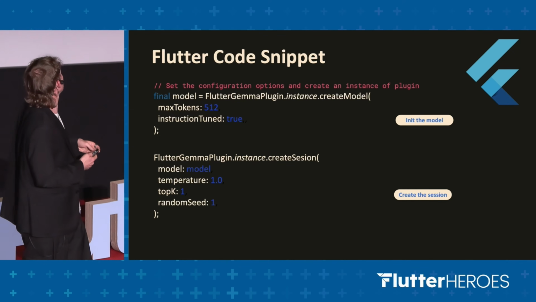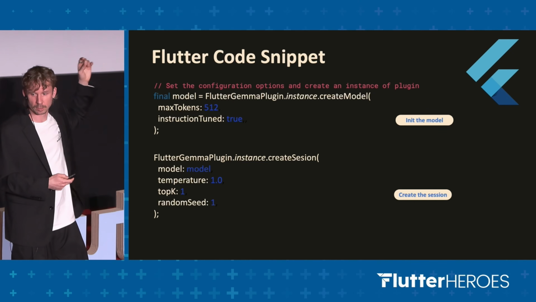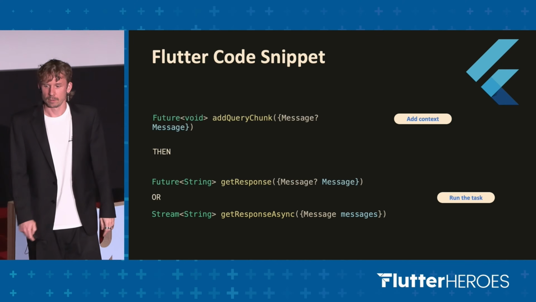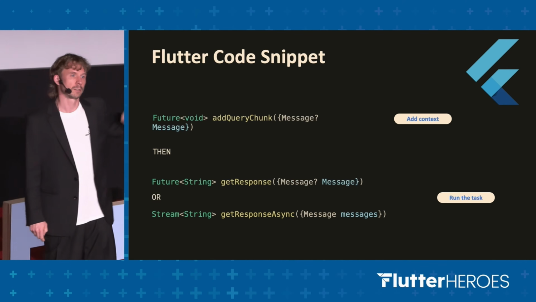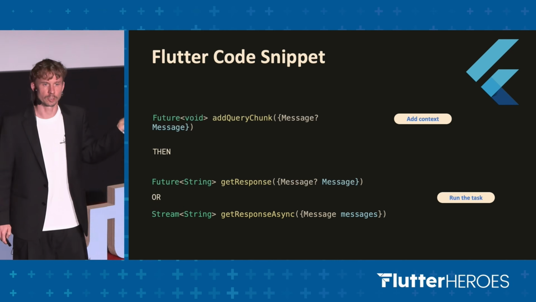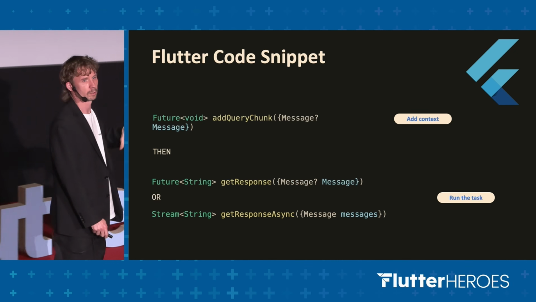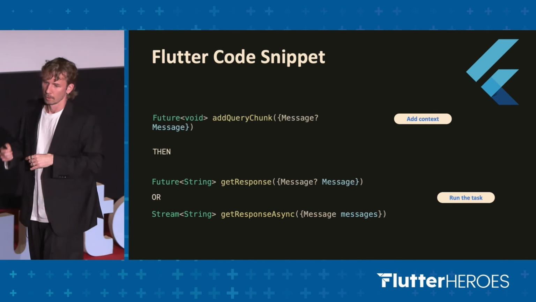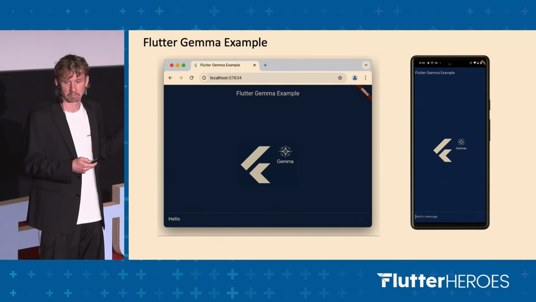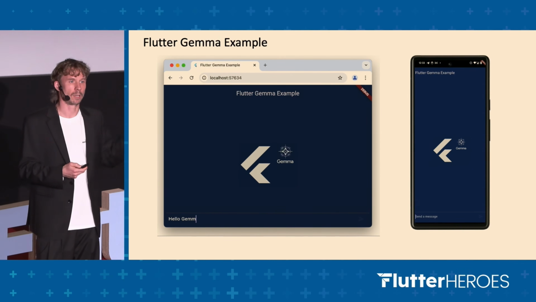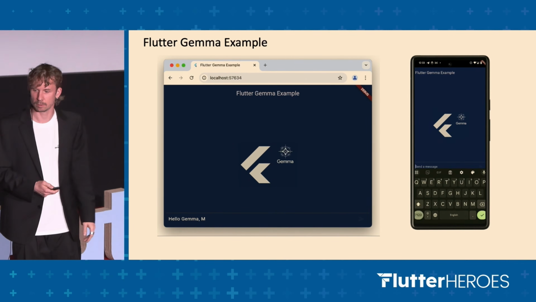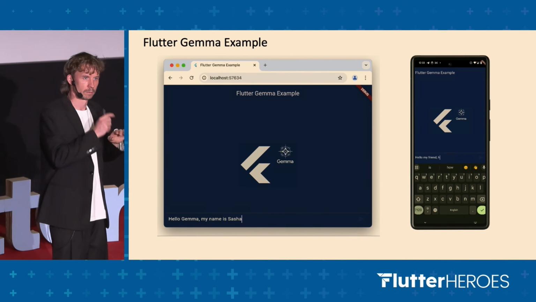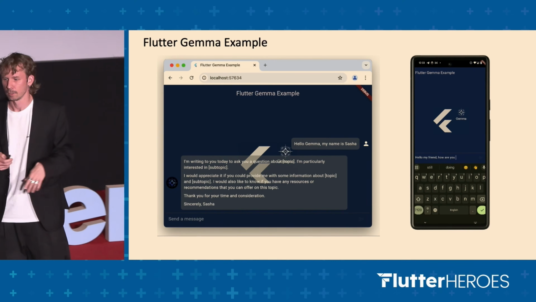There is a short example of how to do that. You can create a model there, then create a session to work with the model. And then you can add chunks of your prompt and then start generation. You can do it synchronously or asynchronously to see step by step how generation happens. And there is an example. You can launch it and check how it works on web and on an Android device. So the model answers you without any connection, without anything.